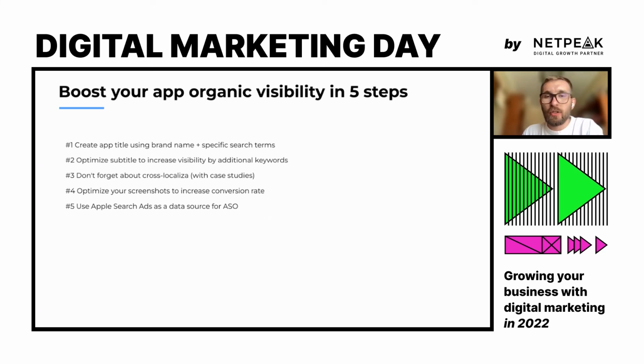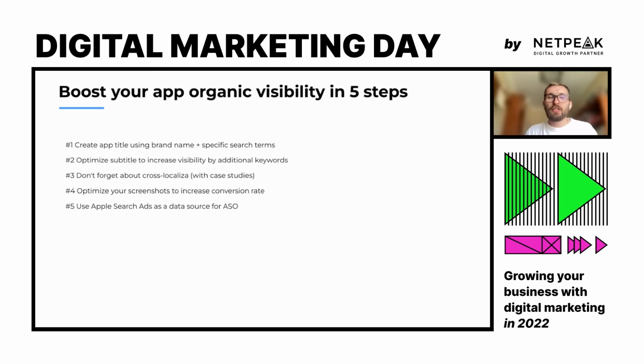You need to create your app title using the brand name and additional specific search terms which will describe the category and some keywords with high search volume, with high Search Ads popularity. Number 2, you need to always optimize your subtitle to increase visibility by additional keywords. You saw the example of the GPS tracker, they didn't even use the subtitle and they added some strange word, but you need to do it because it's a really powerful ranking element.